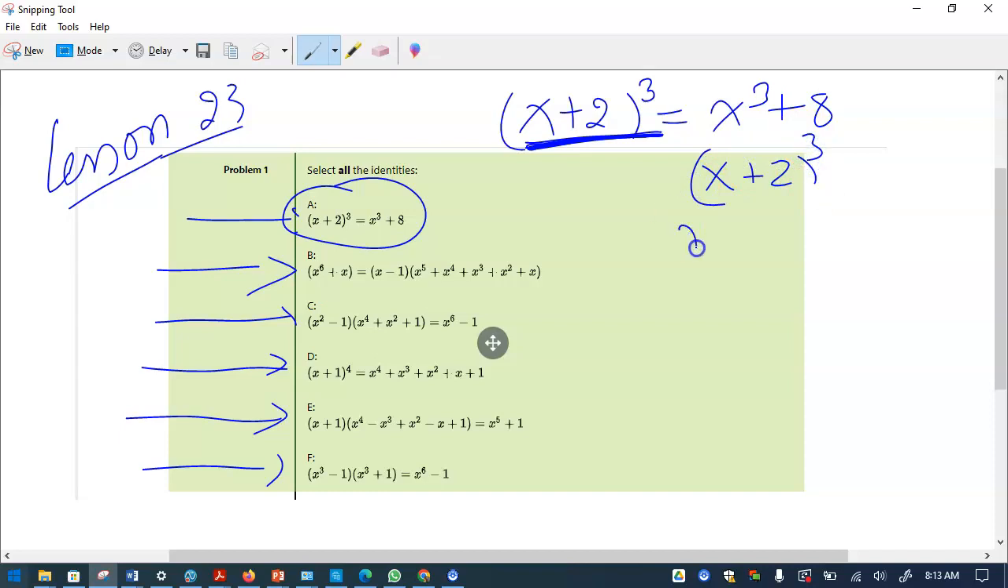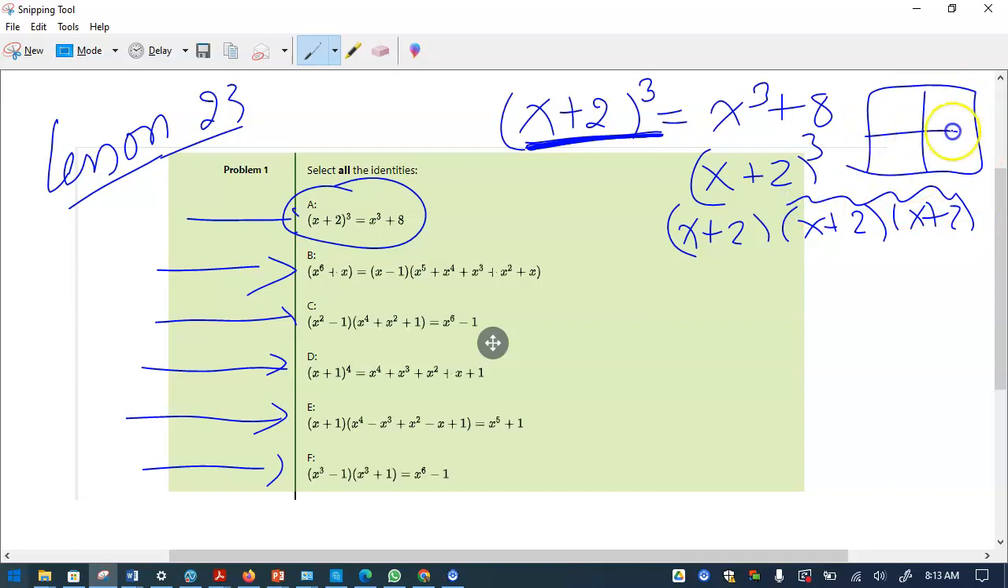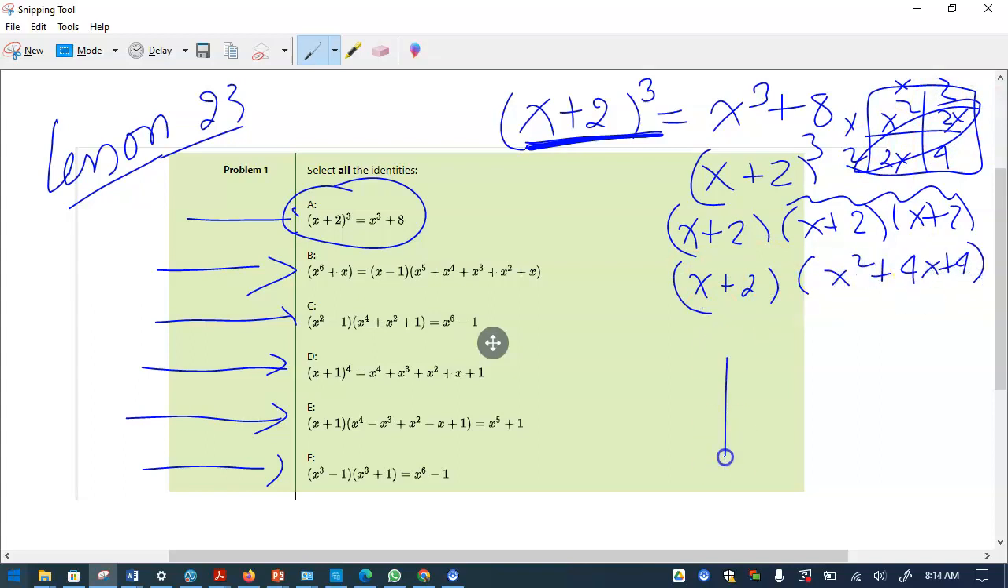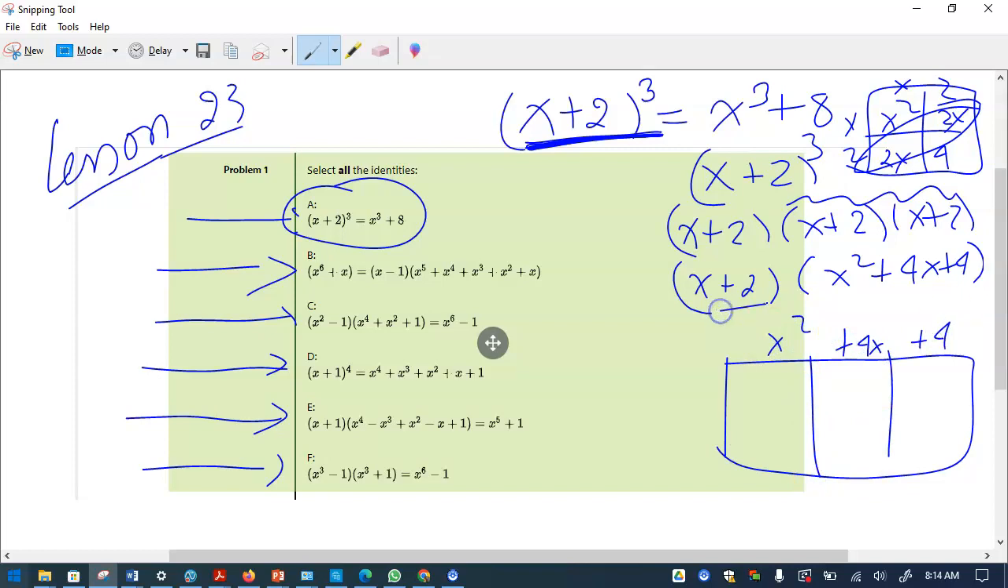I can write this as x plus 2 times x plus 2 times x plus 2. There are 3 of them, right? So you do this part first using the box method. You put x plus 2 here, x and 2, and this becomes x squared, 2x and 2x and 4. You can see this will be x squared plus 4x plus 4, and then again use this like this. And do the same thing.